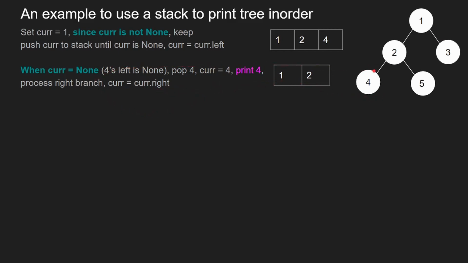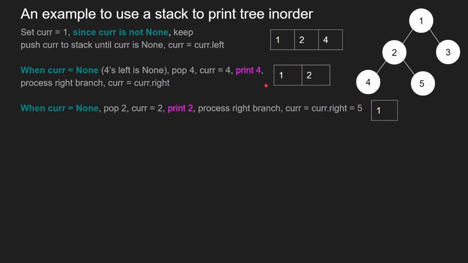And then you process the right branch, which would be none for the number 4. So, since current is pointing at none again, then you pop 2 from the stack. Then you make current point at 2. Then you print 2, and then you process the right branch.